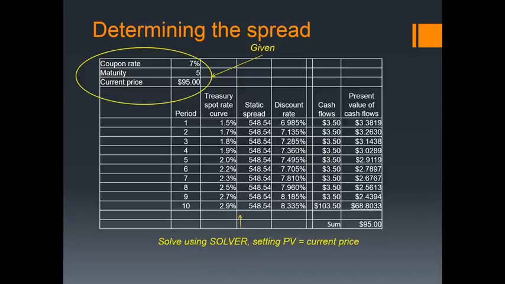And then you would calculate the present value of the cash flows as being the cash flow divided by 1 plus half the discount rate in the first case. And the next period, 1 plus half the discount rate to the second power, and so on. And you'd have a summation of all these present values, in this case 95. Our goal is to solve for the static spread that causes the sum of present values to be equal to the current price. When they're equal, that means we've accurately estimated the static spread.